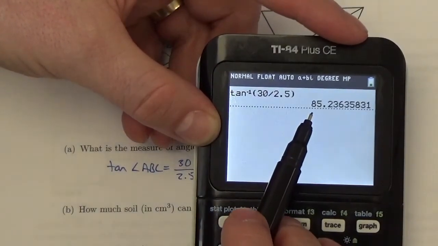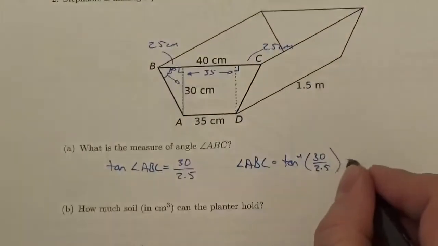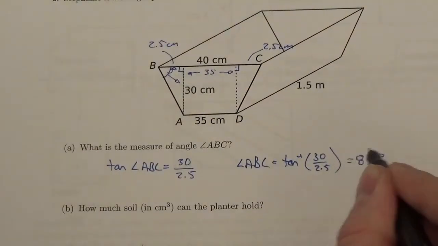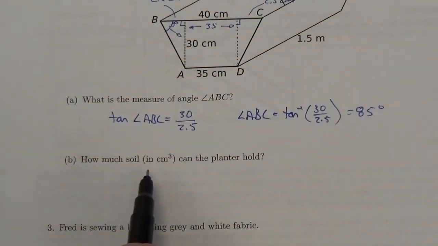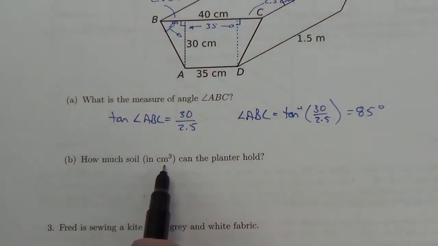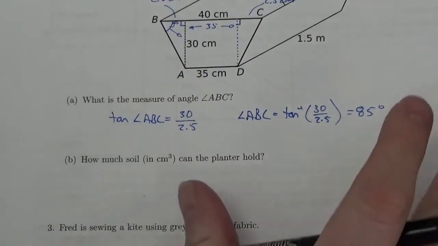And to the nearest degree, I get 85 degrees. Okay, so 85 degrees right in there. Good. Now, how much soil in centimeters cubed can the planter hold?